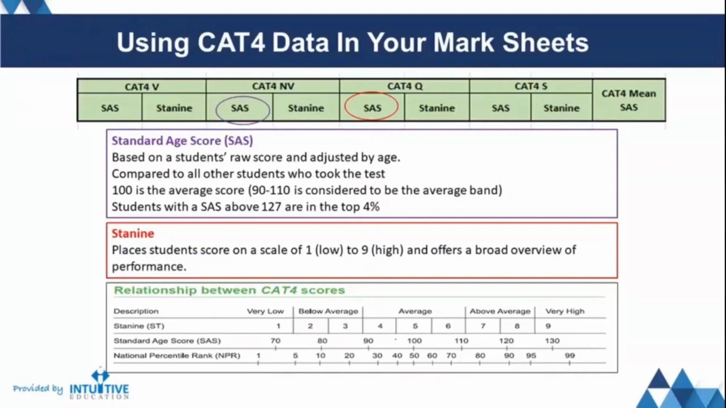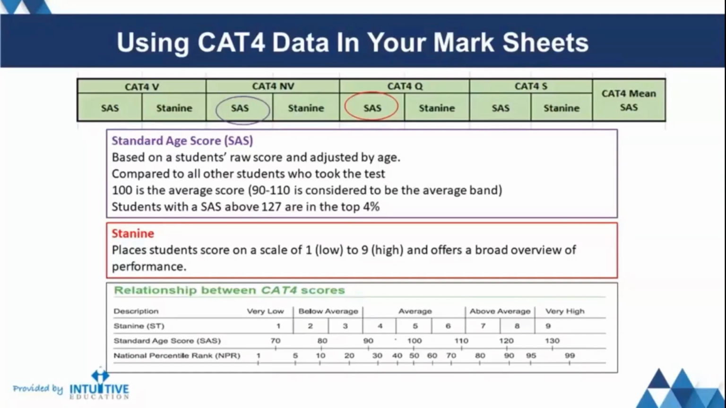So, using CAT4 in our mark sheet. As teachers, when we do tests with children, we tend to get a raw score. And that tells us how well the student has prepared for that session, etc. CAT4 is different because we get a standardized age score. And what that is, it's their raw score that is adjusted by their age. It's a really useful tool because it helps us as teachers and leaders to compare students with everyone else who took the test. So we can look at them based on their cohort, and we will see where the child is sitting within their cohort.